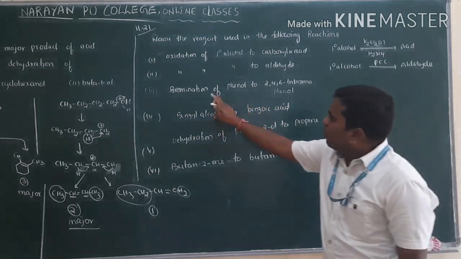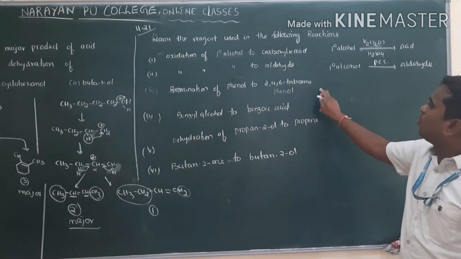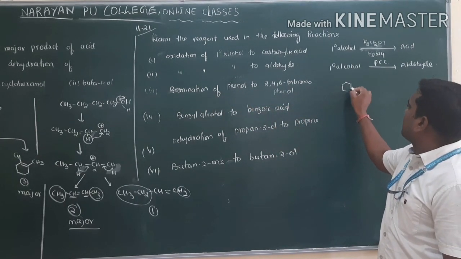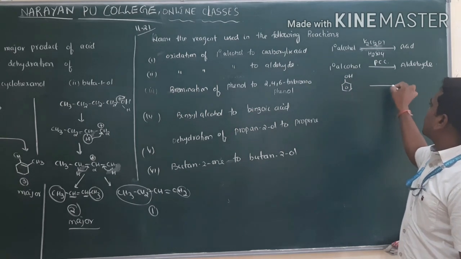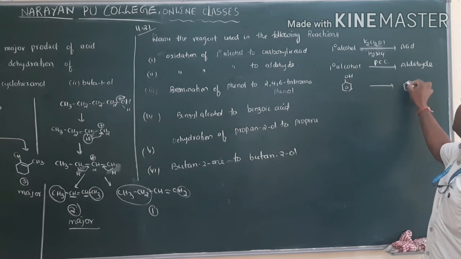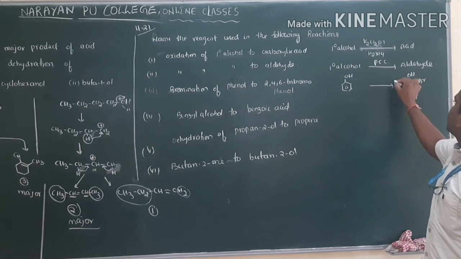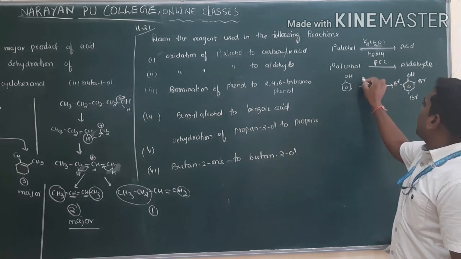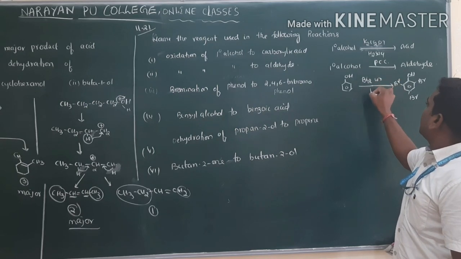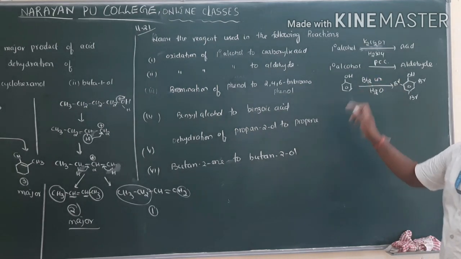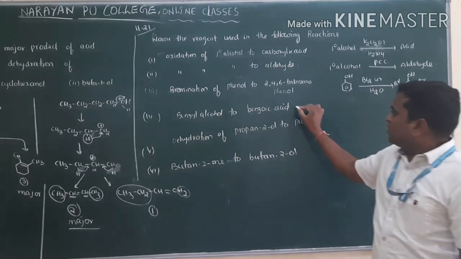Okay? And next one, bromination of phenol to 2,4,6-tribromophenol. This is the phenol. You have to convert it, as we just discussed, into 2,4,6-tribromophenol. So what you have to take? Bromine in water. Take bromine in water, 3 moles of bromine. You will get it.